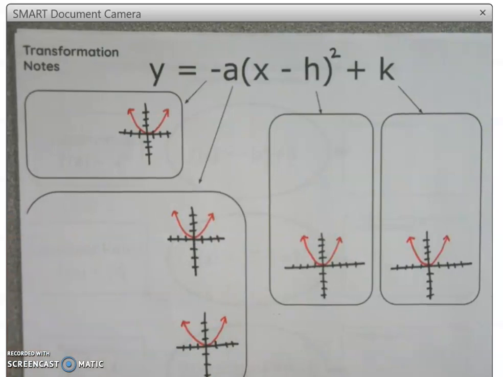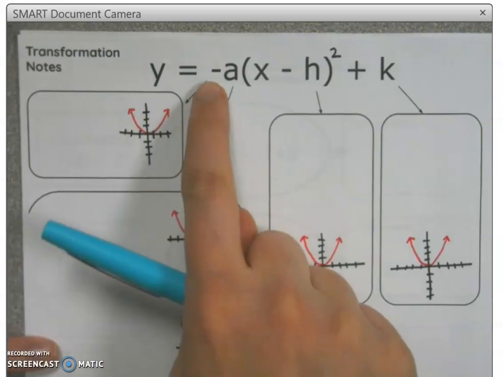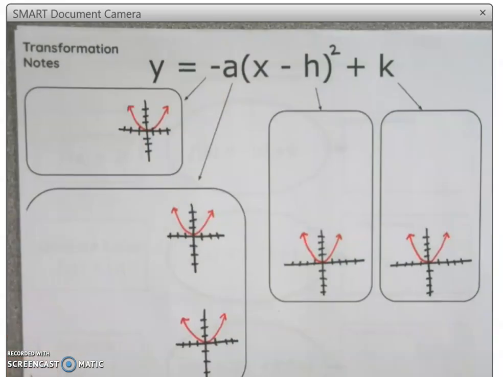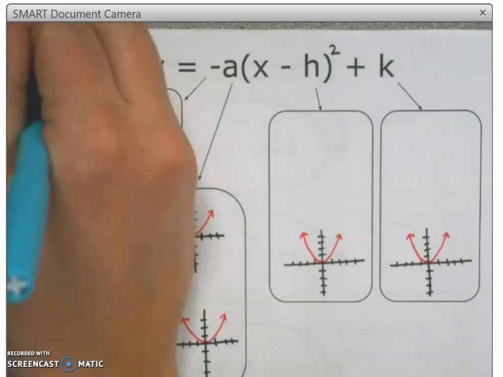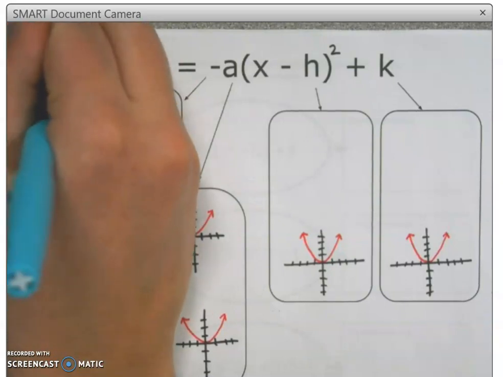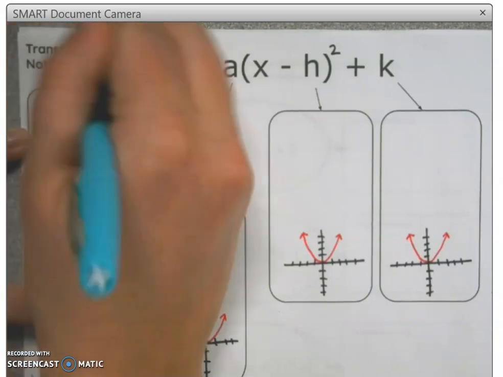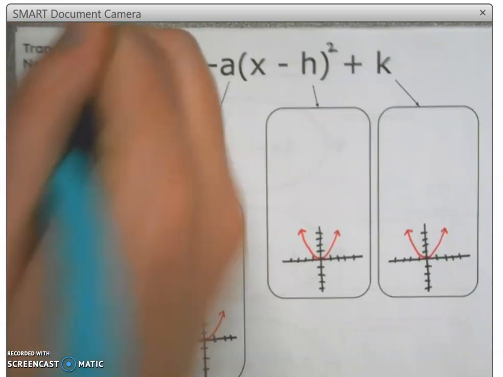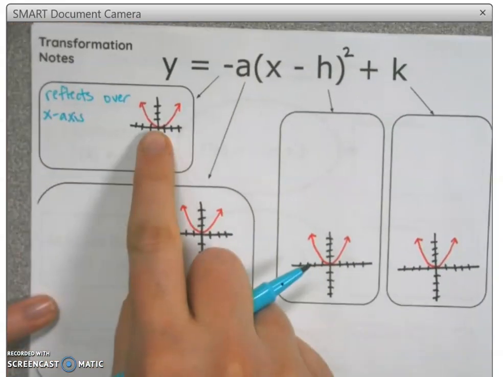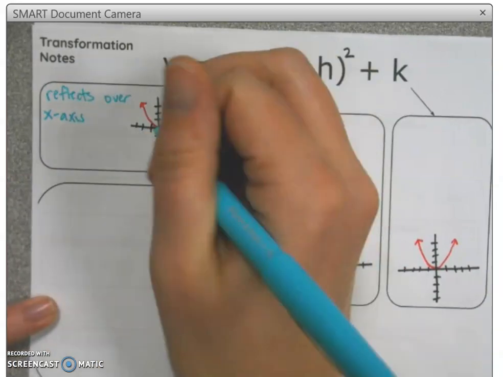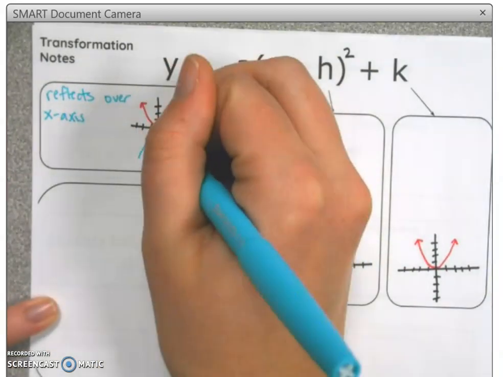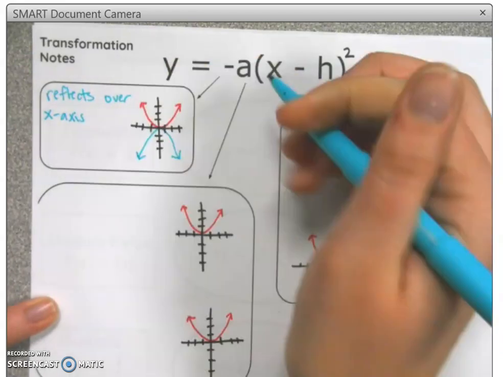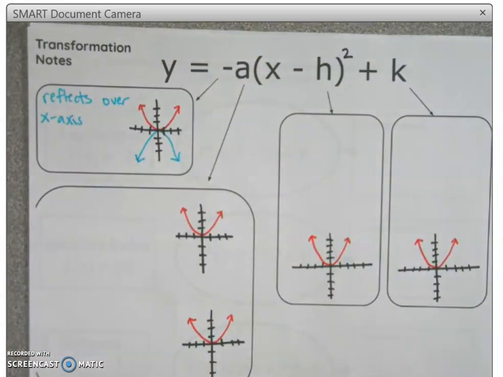So I just want to tell you what each of these pieces does to move the function. This negative here in front, it reflects it over the x-axis. So if I have this original function here, it's going to flip it so that it looks like this. So anytime you see a negative in front, that function has been flipped.